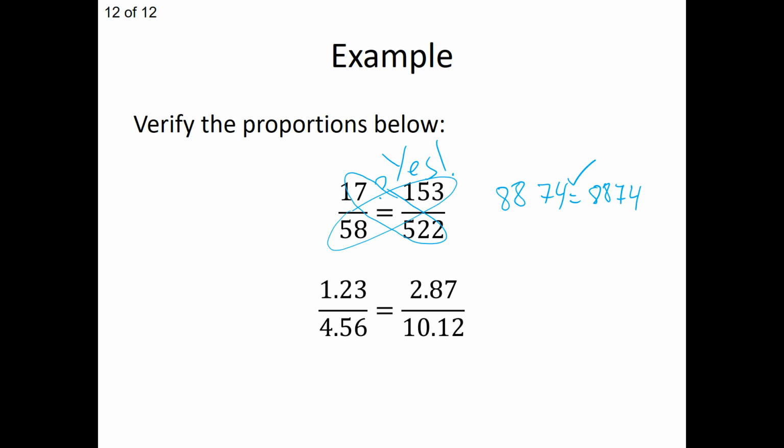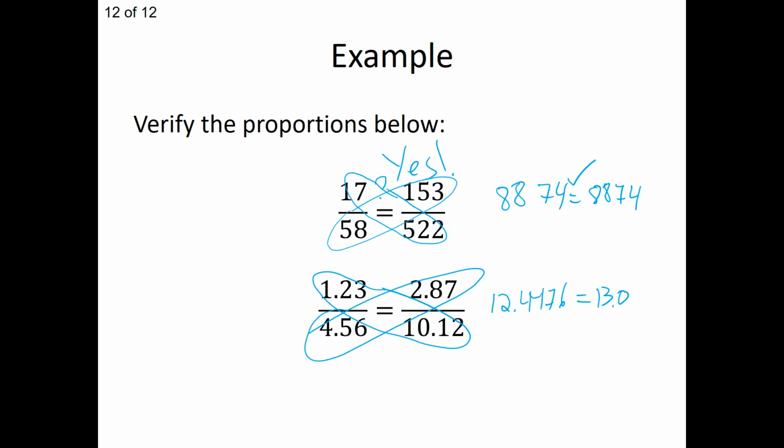Let's do the same thing for the bottom proportion. Find the product of our means, of our extremes, and set it equal to the product of our means. If they are the same, then yes, we've got ourselves a true proportion. So I'm going to do first 1.23 times 10.12, and I get 12.4476. Now, the question is, is it going to be equal to the product of the means? So that's 4.56 times 2.87.